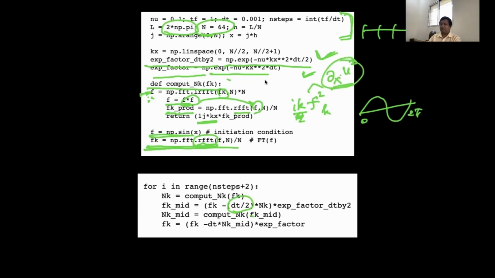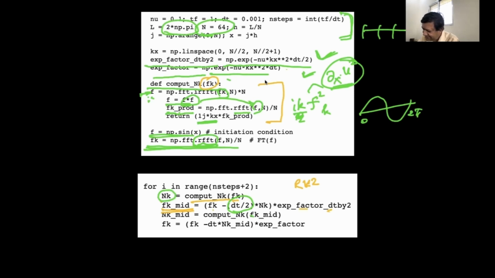So how do I do the time stepping? So for every time step, I compute the nonlinear term in Fourier space using this function. So compute nk. Given fk, I can compute nk. Okay, so given fk, I go to real space, multiply, forward transform, and so on. Now I'm using RK2 right now. So I compute fk mid. Okay, so I don't go to delta t, but I go to the midpoint. fk mid is fk minus dt by 2 nk, and exponential.